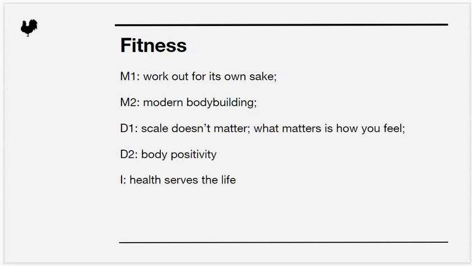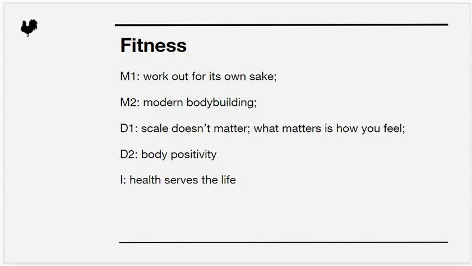You see this in fitness too. M1 would be working out for its own sake. M2 would be modern bodybuilding with no real intention of doing a bodybuilding show. I mean, if you're a bodybuilder and that's how you make your living, that's different. But if it's just bodybuilding for the sake of bodybuilding, that is a classic M2. Sticking to concepts, sticking to ideas apart from how helpful they are to your life and to your relationship with reality.